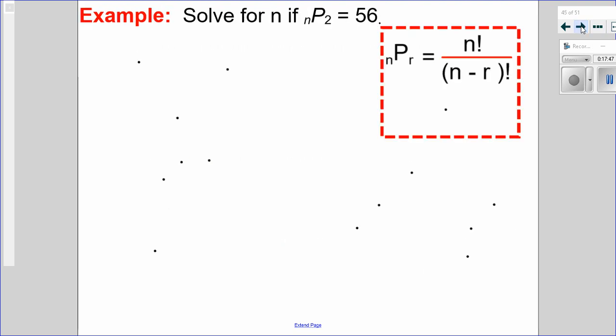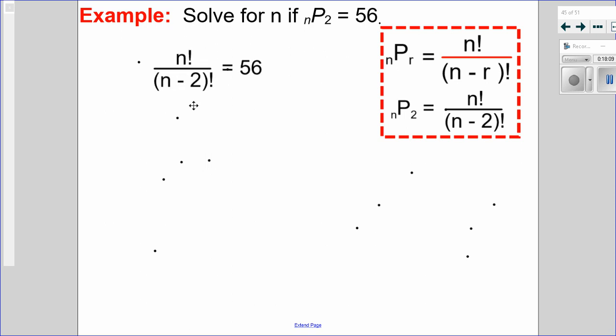So I just want to end with this example here where we're solving for n. In this equation here, nP2 equals 56. Well, using our formula nPr, let's substitute what nP2 would look like. So nP2 would be n factorial over n minus 2 factorial. Well, we've done a bunch of questions like this before, so let's just go ahead and look at that. So n factorial over n minus 2 factorial, that's nP2, that has to equal 56.